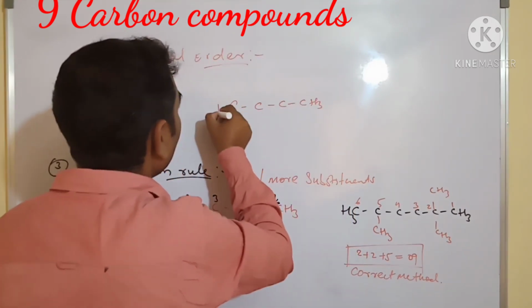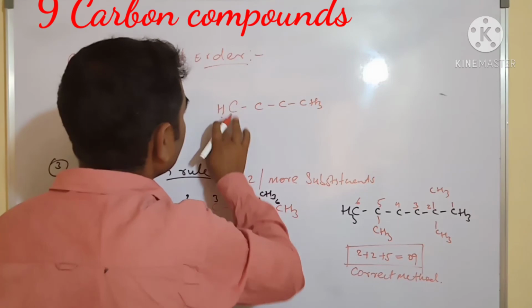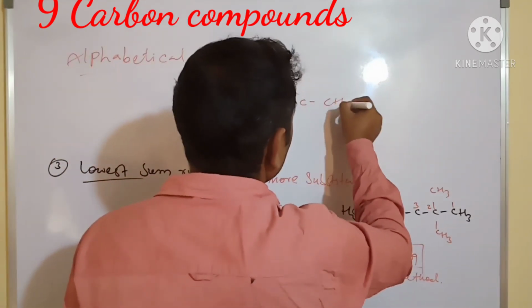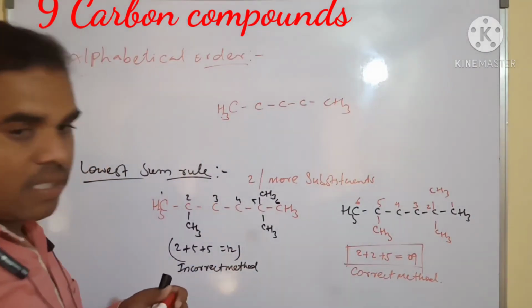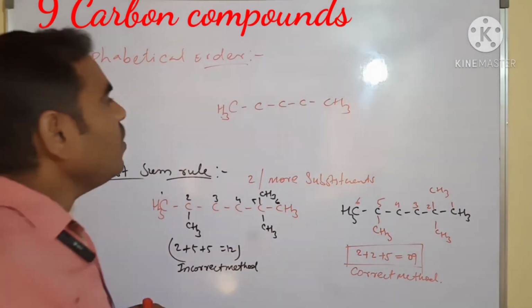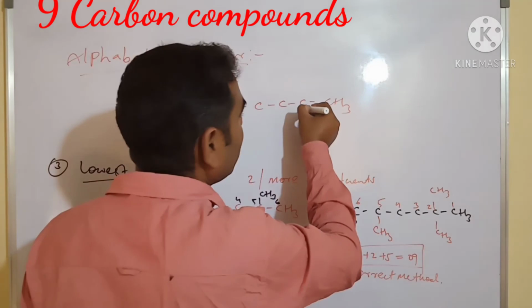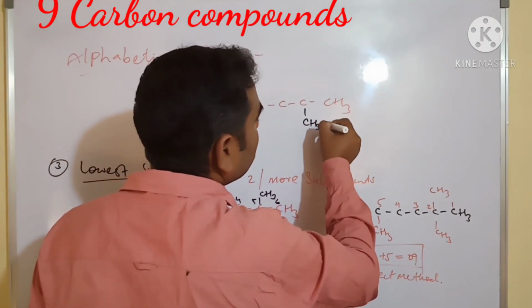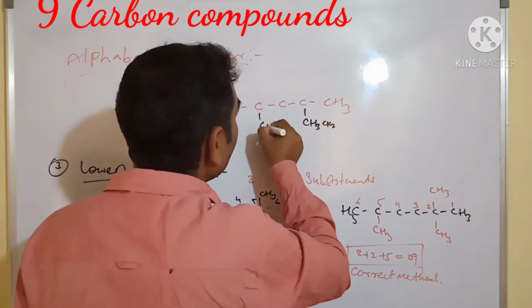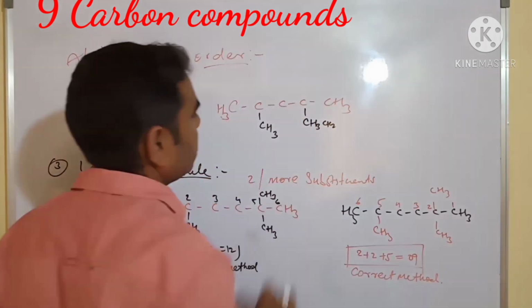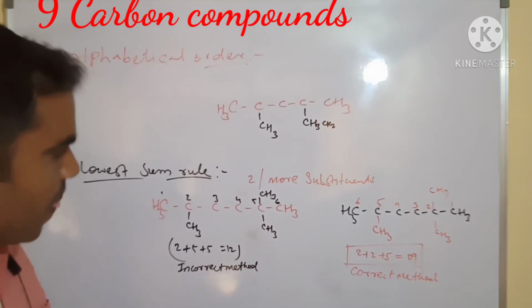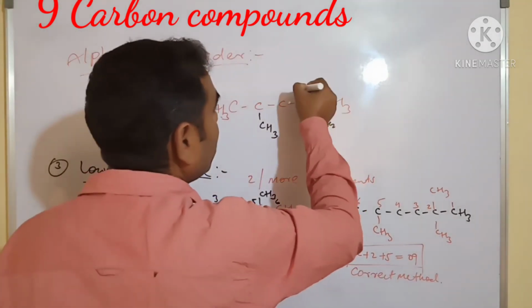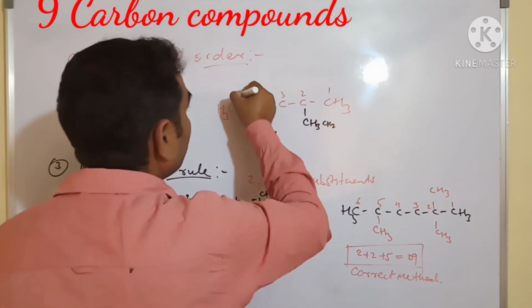CH3, and here also CH3 is there. CH3. We have to give here CH3, CH2, and here CH3. We give the numbering 1, 2, 3, 4, 5.